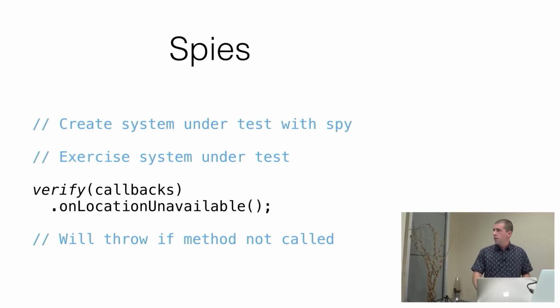Here's an example. It looks pretty similar to our EasyMock example, except you'll see the spy stuff happens, the verify step happens after we exercise our system under test. By exercise, I just mean call the method. That's pretty similar.